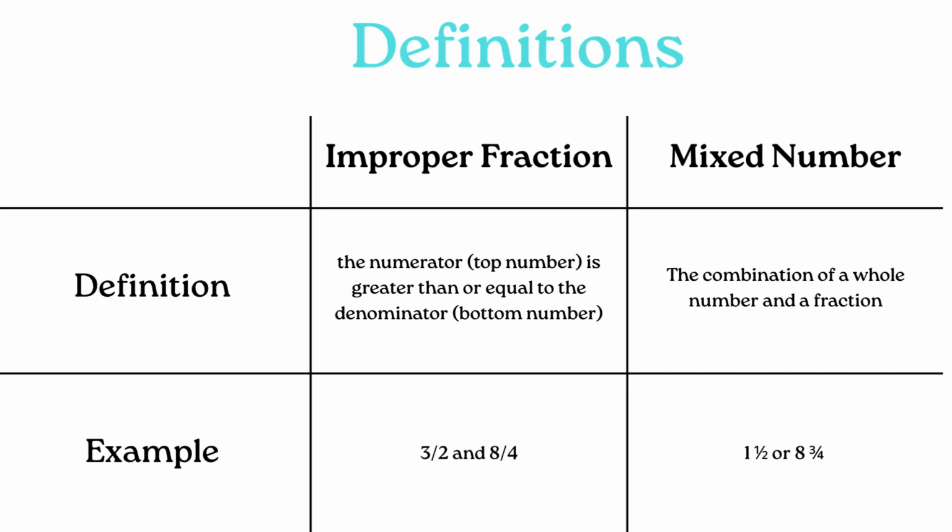Let's start off by actually understanding what an improper fraction is, what a mixed number is, and the difference between the two. An improper fraction is a fraction where the numerator, the top number, is greater than or equal to the denominator. For example, 3 over 2 and 8 over 4 are both improper. A mixed number is the combination of a whole number and a fraction. So essentially, when we're trying to convert an improper fraction into a mixed number, we want to figure out how many whole parts there are and the fraction left.